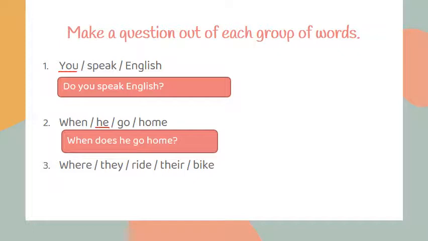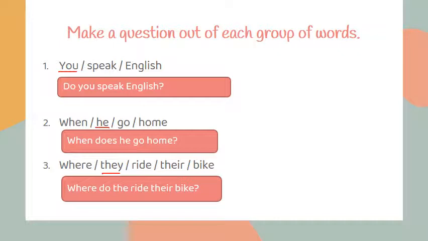Now, where they ride their bike. I have to use the WH word, where. And after it I have to use do or does. Let's see the subject, they, so they takes do. Where do they ride their bike? Question mark.